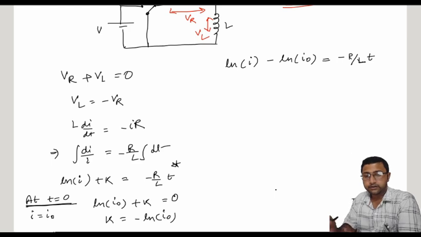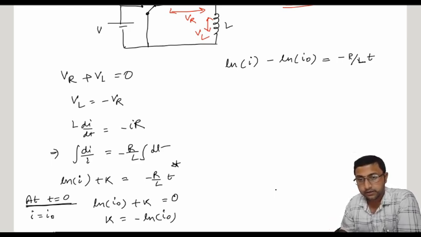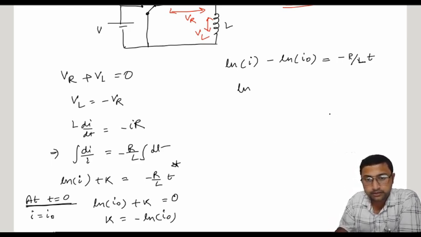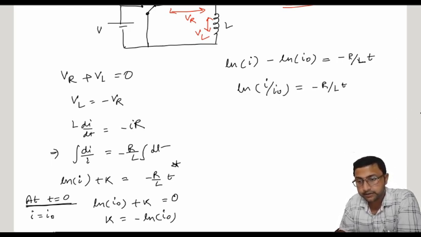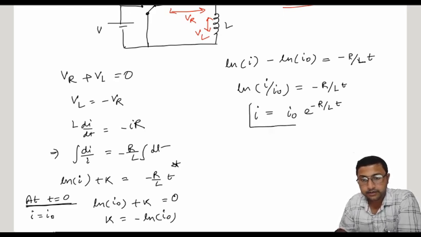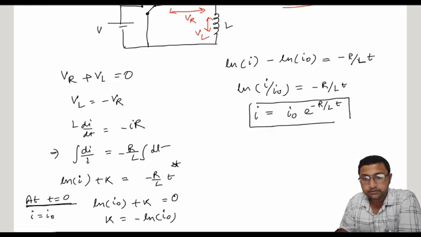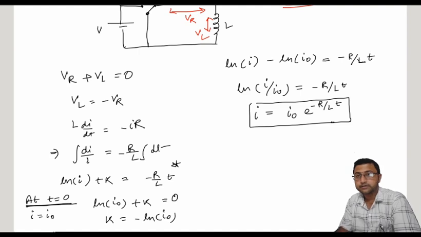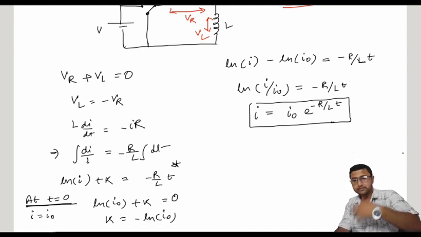From that equation we can write ln I minus ln I0, that is ln of I by I0, equal to minus R by L into t. So I equal to I0 e to the power minus R by L into t. So this is the equation of current when the switch is off, that means the discharging current.